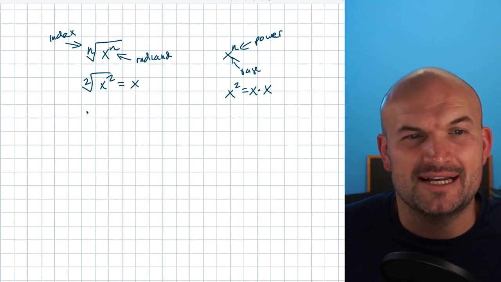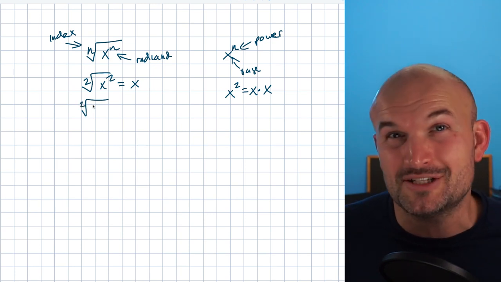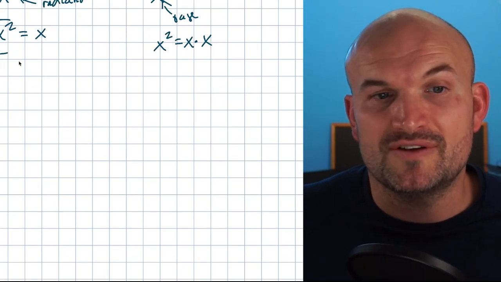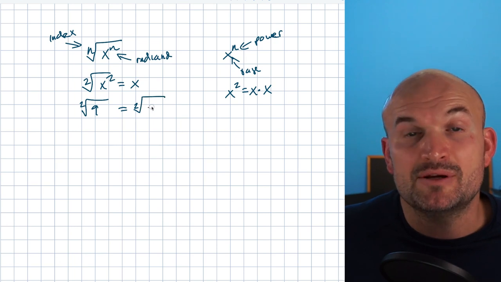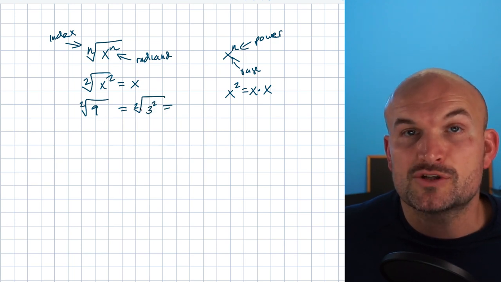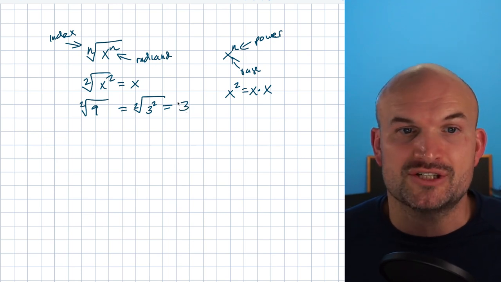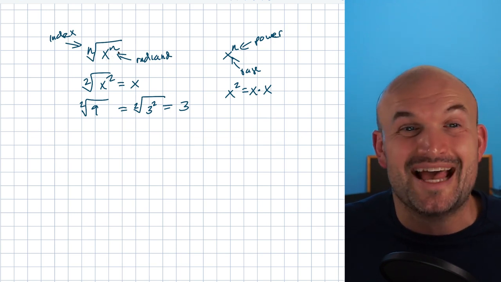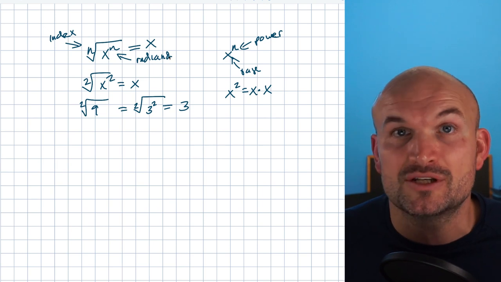And another way to think about that with numbers, if I had the square root, again, you could put the two there, but a lot of times we don't write the two in there. If I had nine, we could say, what number multiplied by itself gives us nine? Well, we all know that nine can be written as three squared. So therefore the square root of three squared is going to equal three. And that's one of the big powerful things we have to understand: the nth root of something raised to the nth power is just going to equal the base of that exponent, which in this example is going to be x.